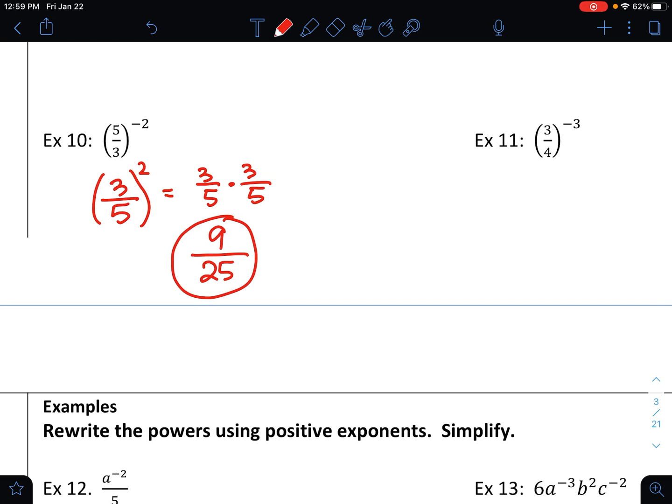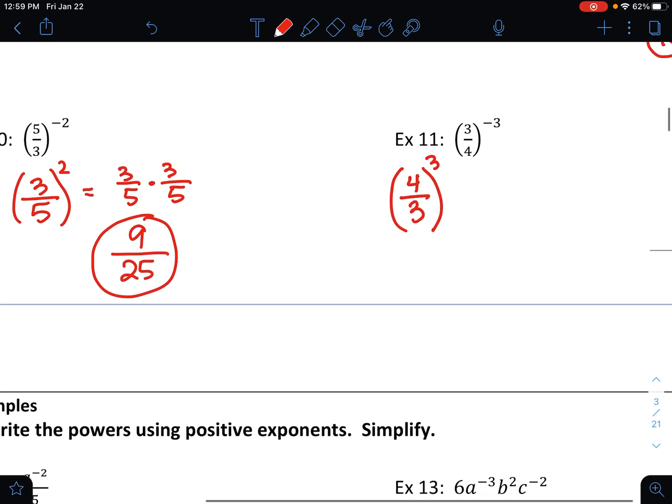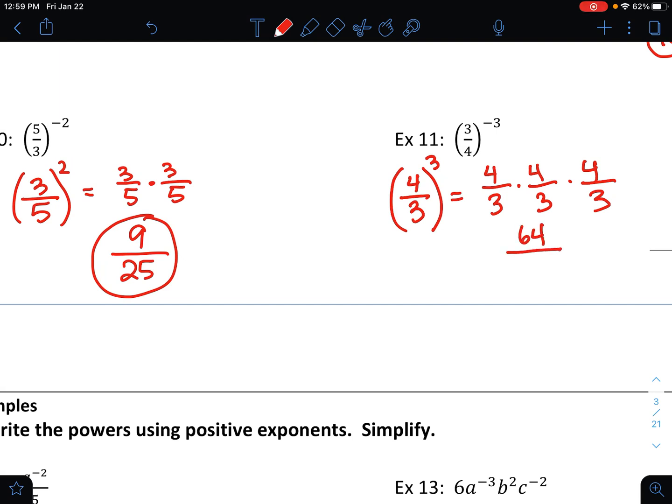Same thing on 11. I see an entire fraction to the negative power. So let's take the reciprocal of the whole thing and make the power positive. So now separate it out or expand it out. 4/3 times 4/3 times 4/3. So 4 times 4 times 4, or 4 to the third, is 64. So I have 64 over 3 times 3 times 3 is 27.